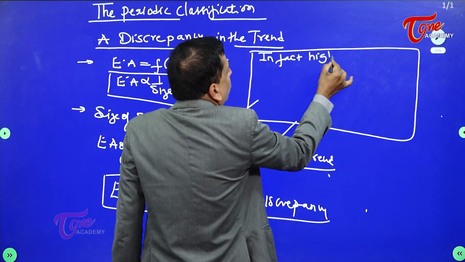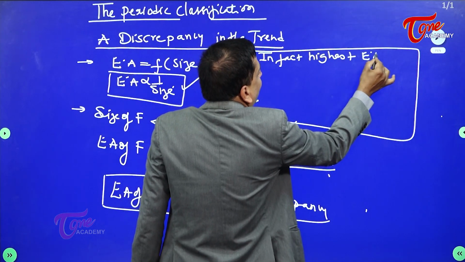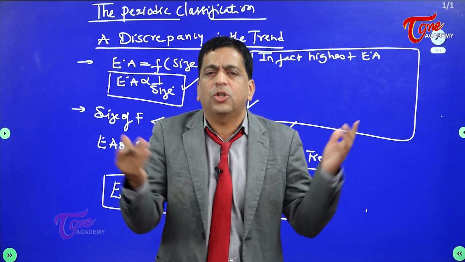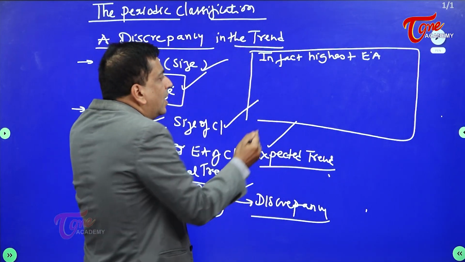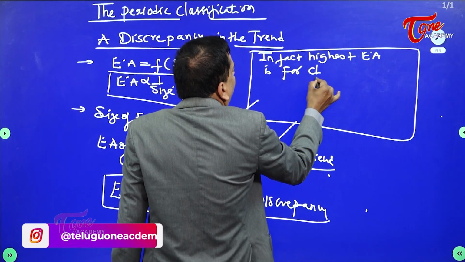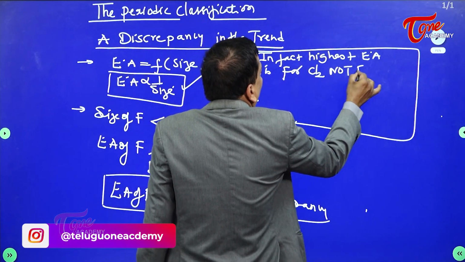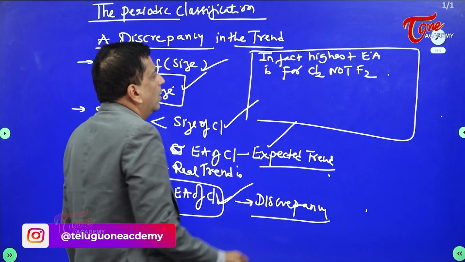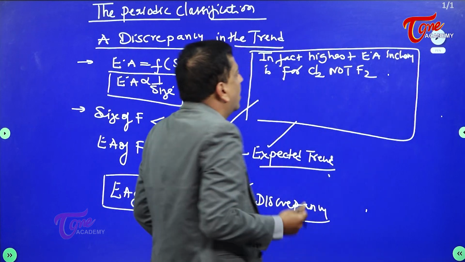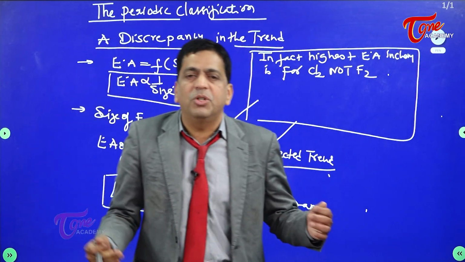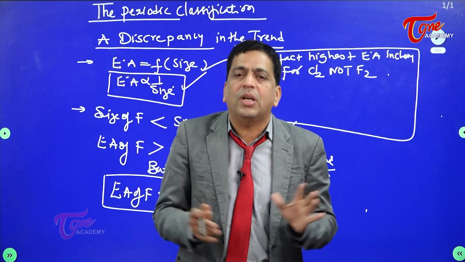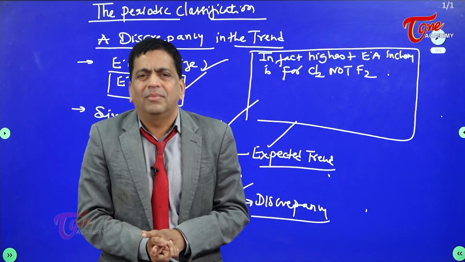In fact, the highest electron affinity is for chlorine and not what? Fluorine. The highest electron affinity in chemistry is for what? Chlorine and not for fluorine, even though fluorine is smaller in size. We wanted to know that.